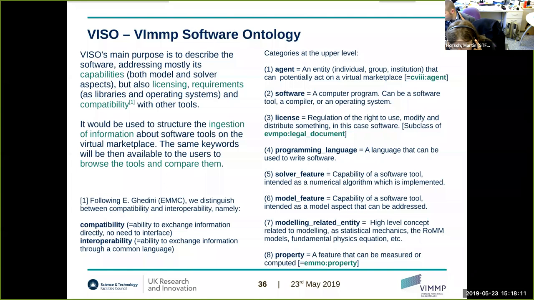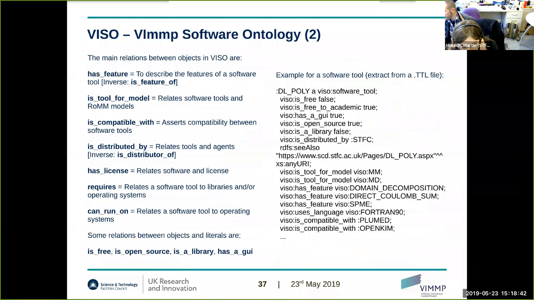You have property, where, for example, we intend that if we are defining a post-processing tool, we can make statements like this tool will allow to compute property X based on theory Y, and theory will be defined under the modeling related entity branch. So these are the kind of concepts we will cover. When it comes to the main properties we can define in this ontology, you can see them on the left. They describe the features that a tool has. As I said, they assert compatibility and so on.